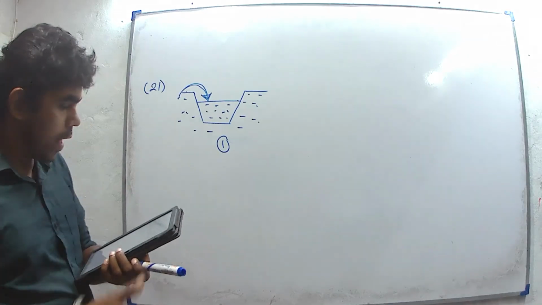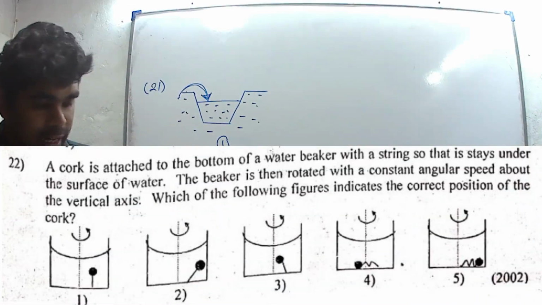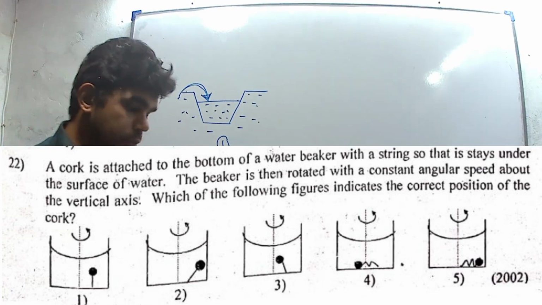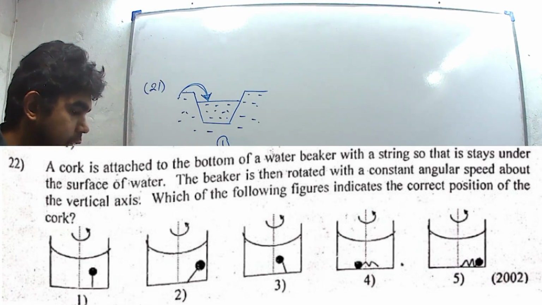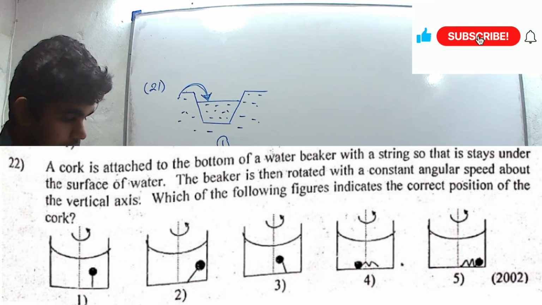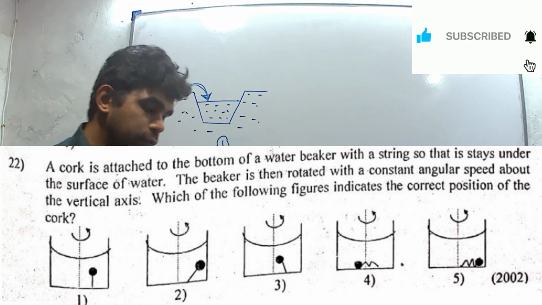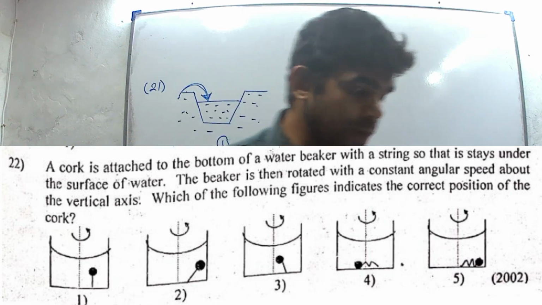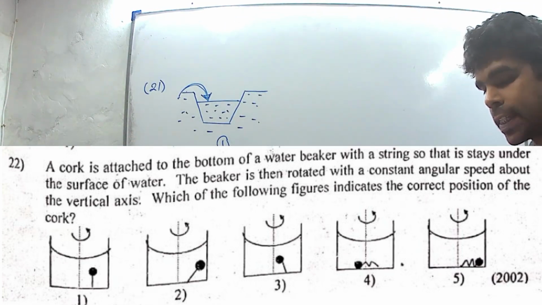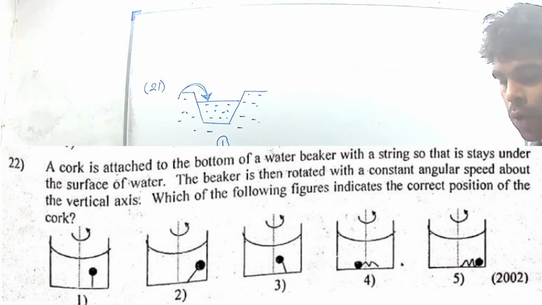Then question number 22. The cork is attached to the bottom of the water beaker with a string so that it stays under the surface of water. The beaker is then rotated with a constant angular speed about its vertical axis. Which of the following figures indicates the correct position of the cork?